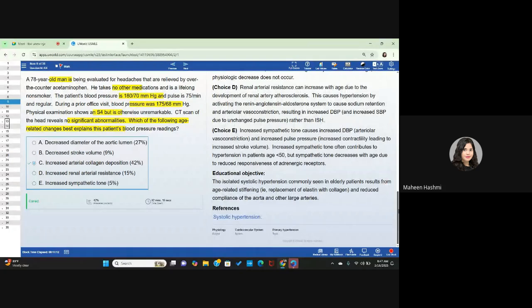And again, because of the elastin getting deposited with collagen, there's reduced compliance of the aorta and the other large arteries, and that is why you're hearing this type of murmur. There's also a left ventricle that stiffens over time, and you hear this atrial kick.